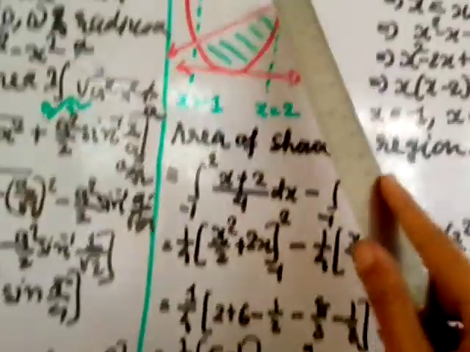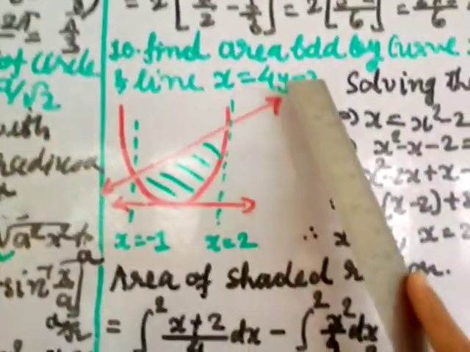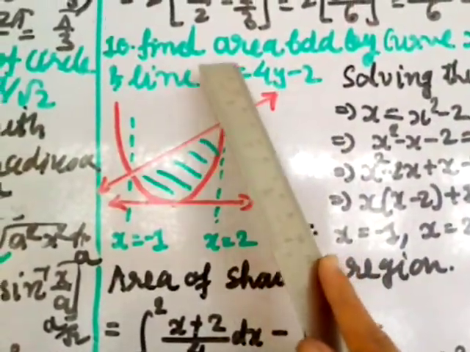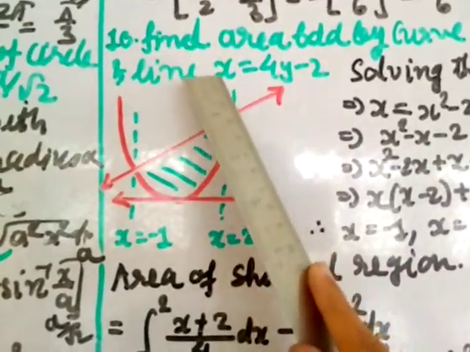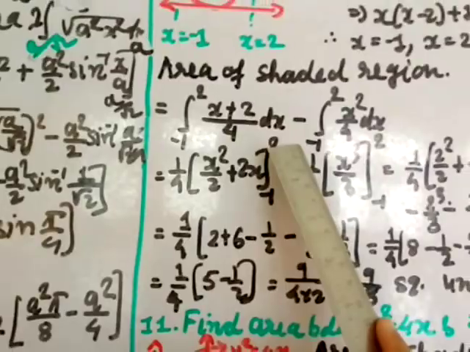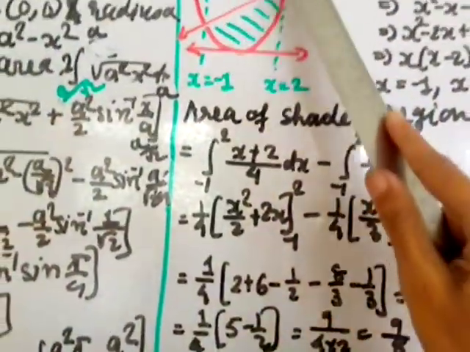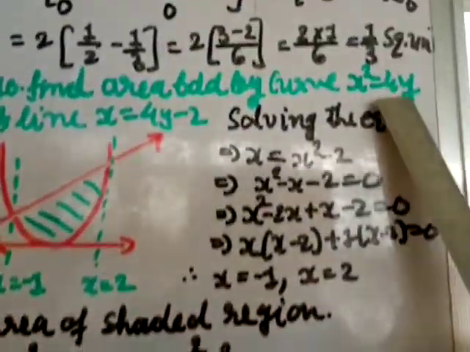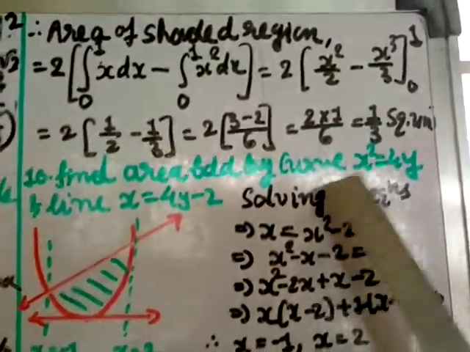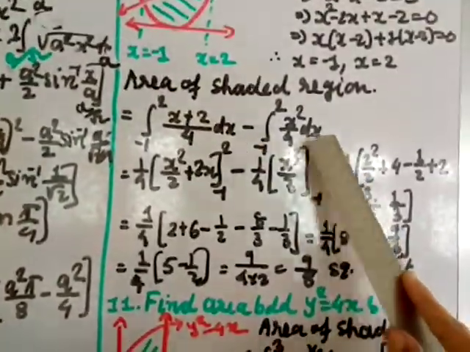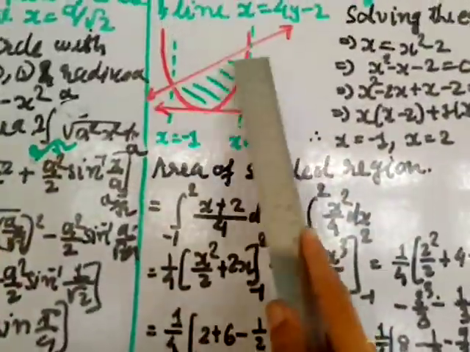Now here it should be in terms of y. Okay, so what you will do, x minus 2, transfer here, x plus 2, and then 4 also transfer. So x plus 2 by 4. So I have written x plus 2 by 4 dx minus, now for the parabola curve, y will be what? y is equal to x square by 4. So you put x square by 4 dx. Limit is the same, minus 1 to 2.